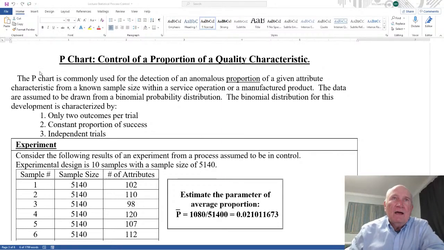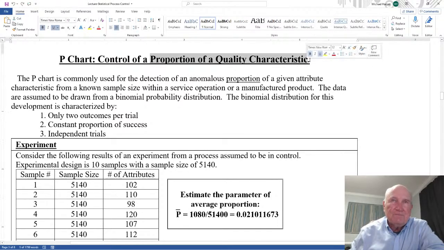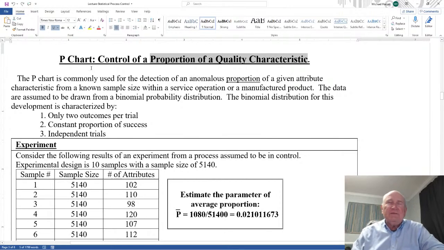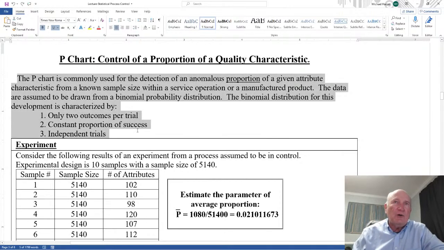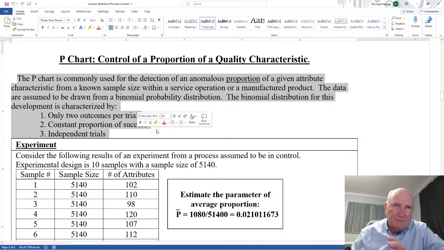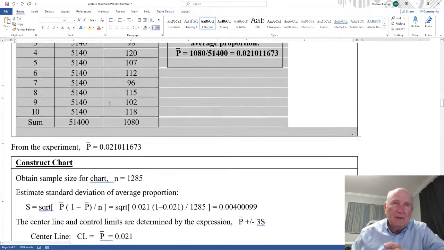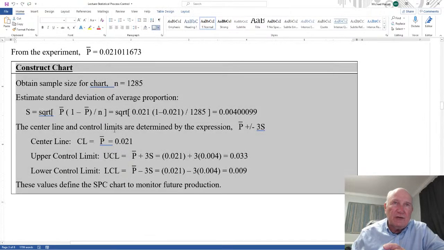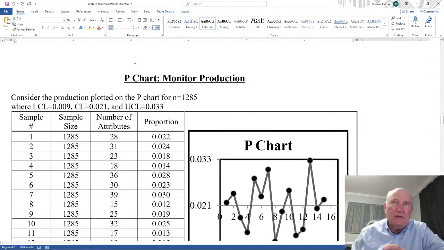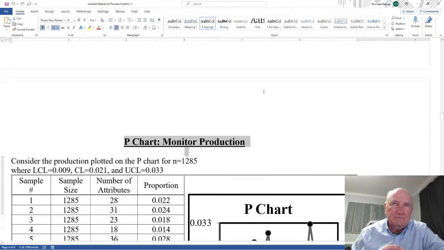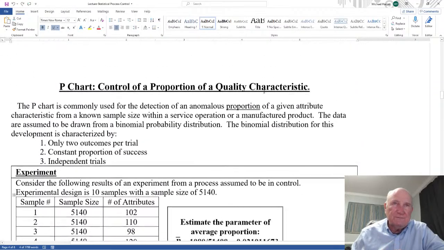Okay. P chart, control of a proportion. P stands for the proportion of a quality characteristic. What I'm going to do is give you the introduction up here on when you use it and why you use it, then the experiment right here, then I'll construct the chart right here, and then down here is the production. I'll do that on each one of these.